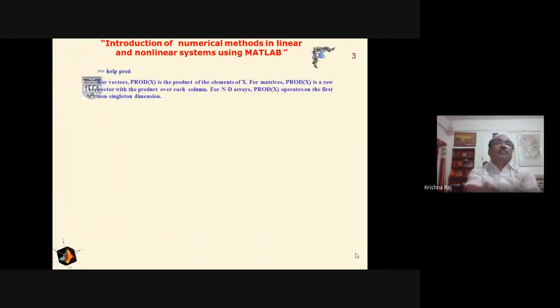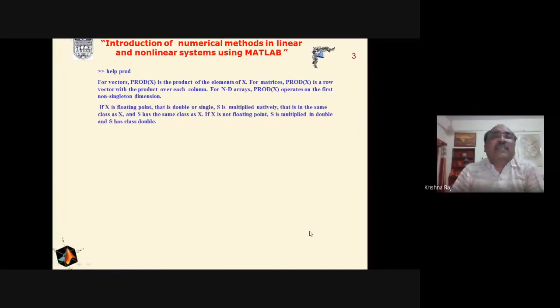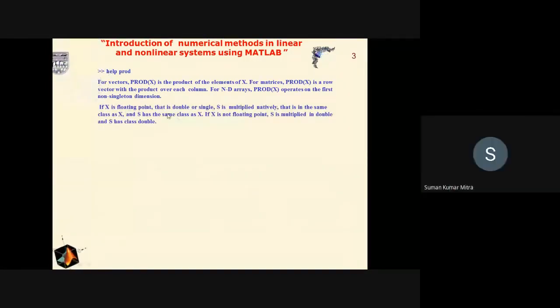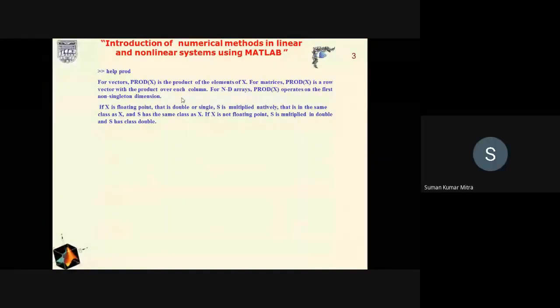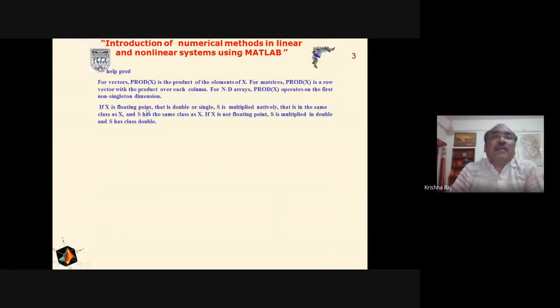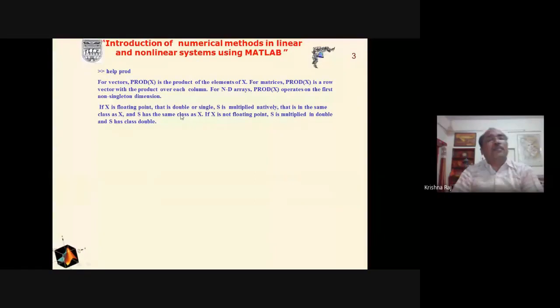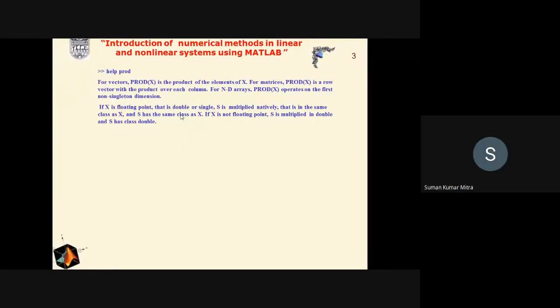The question was, for a vector given the product X, we have to find the answer. As we know, if we use this command, that is product X, it returns the product of the elements of X. For matrices, product X is a row vector, and if X is a floating point, and if we use double here, then whatever the number type of X, whether it is a single precision number or a double precision number, we will get the result having double precision, that is 64-bit.